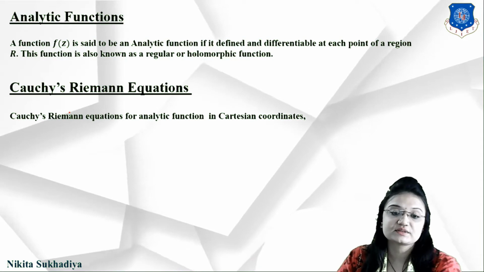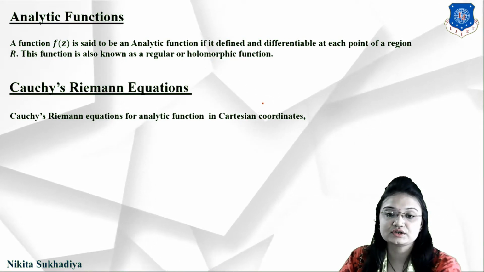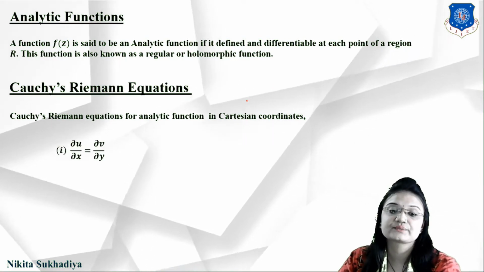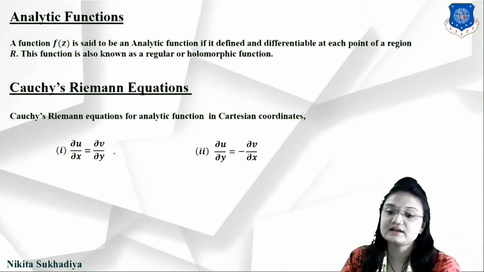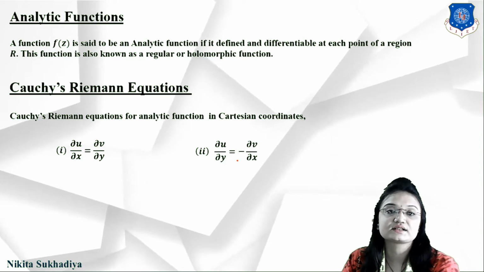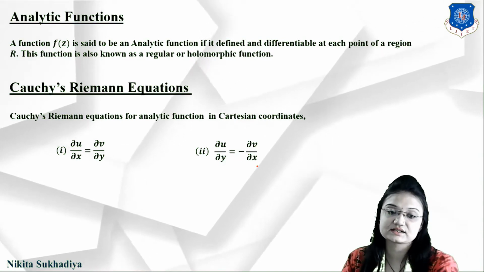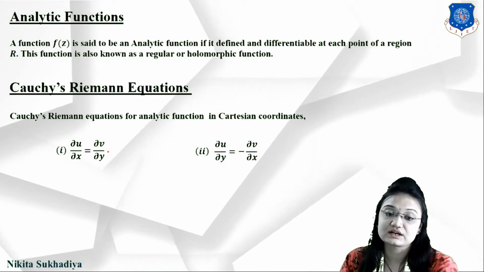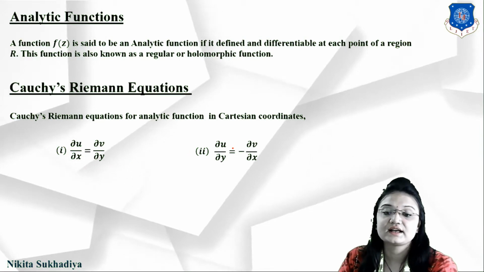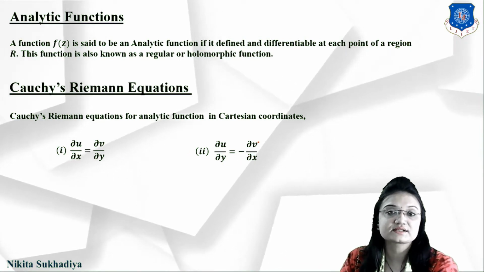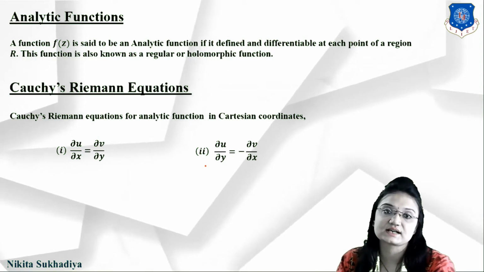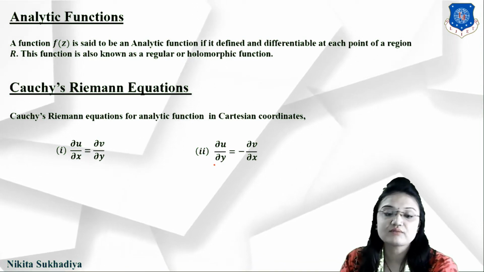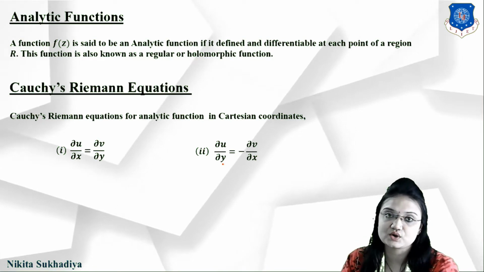So Cauchy-Riemann equations for an analytic function in Cartesian coordinates are: del u by del x is equal to del v by del y, and second, del u by del y is equal to minus del v by del x. If del u by del x is equal to del v by del y and del u by del y is equal to minus del v by del x, then we can say that our function is an analytic function by using CR equations also.